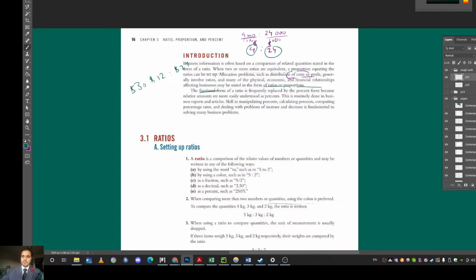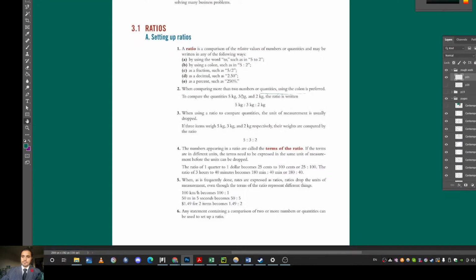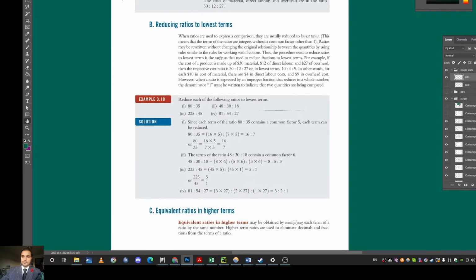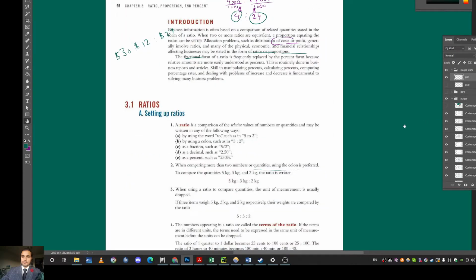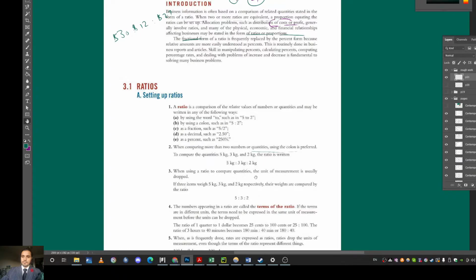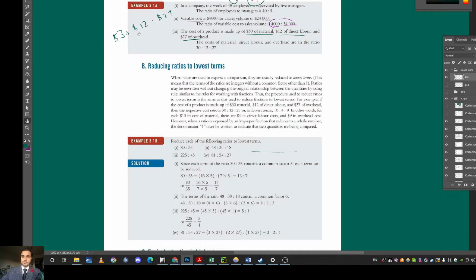Remember from the last page, it said that if the terms are in different units, the terms need to be expressed in the same unit of measurement. Here we have them all in the form of dollars, so we don't have to worry about it. We can drop them. We don't have to write the dollars every time. They're all in dollars, so we can just say 30 to 12 to 27.